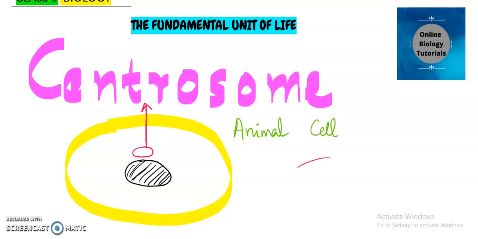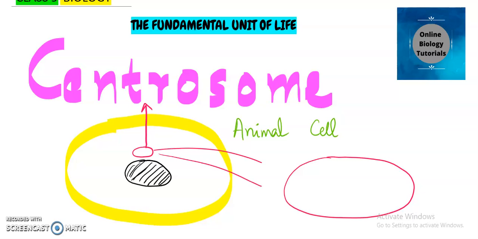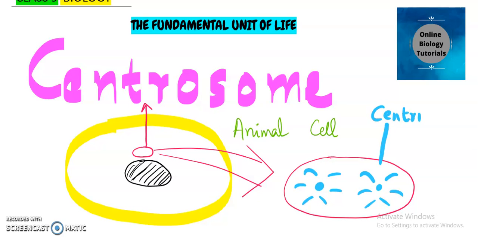If I make the zoomed view of this centrosome here, then each centrosome on its inner side contains two centrioles. So these are the centrioles and this outer structure is the centrosome. So centrosome can be defined as an organelle that is found close to the nucleus in an animal cell. Each centrosome consists of two centrioles.